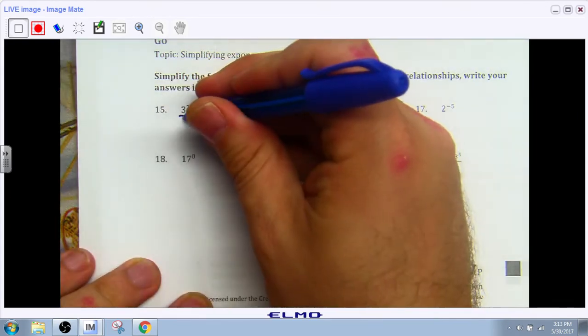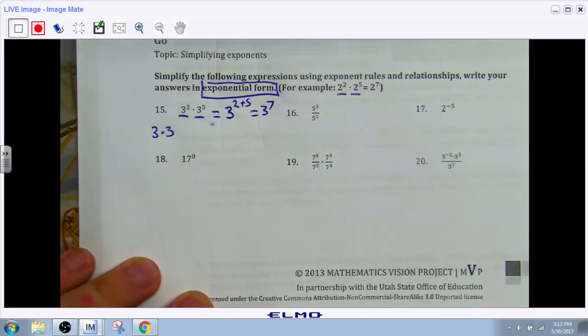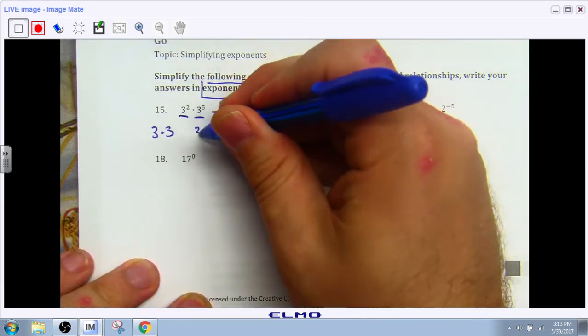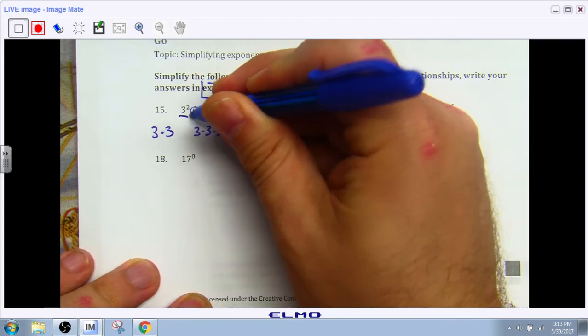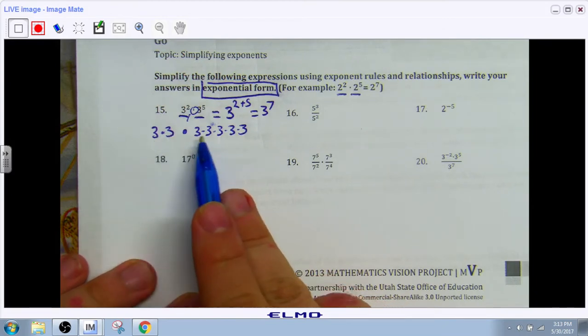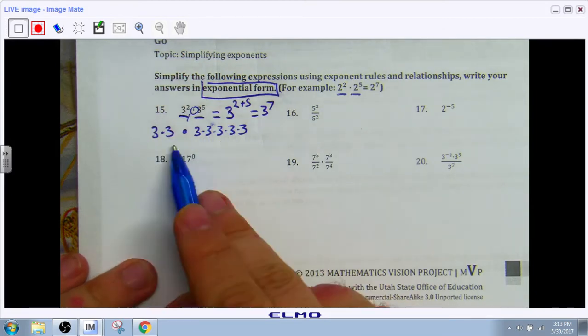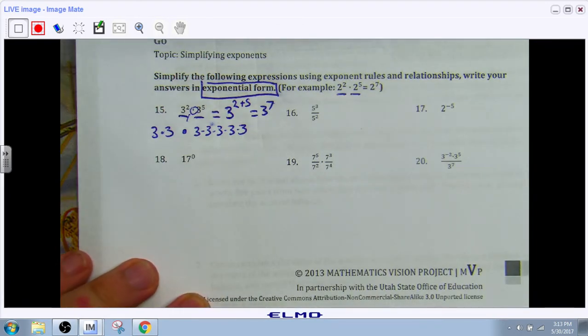Well, what does 3 squared mean? 3 squared means 3 times 3. And what does 3 to the 5th mean? 3 times 3 times 3 times 3 times 3, and then we're multiplying these together. So in fact what I have is 1, 2, 3, 4, 5, 6, 7 3's multiplying by each other, or 3 to the 7th.